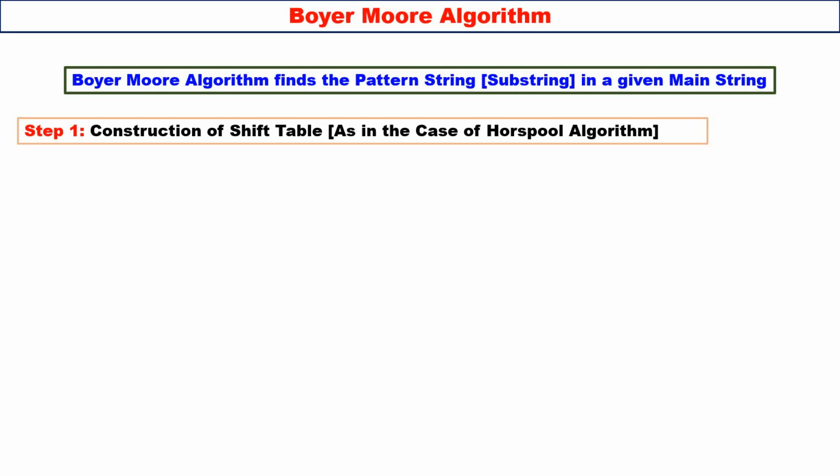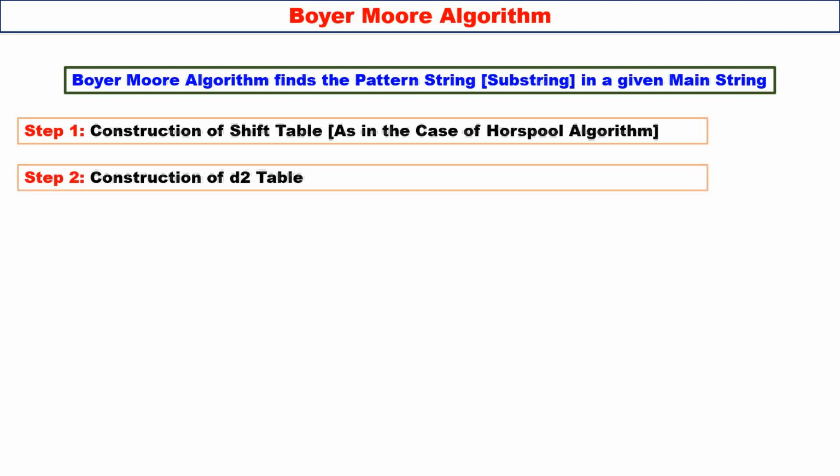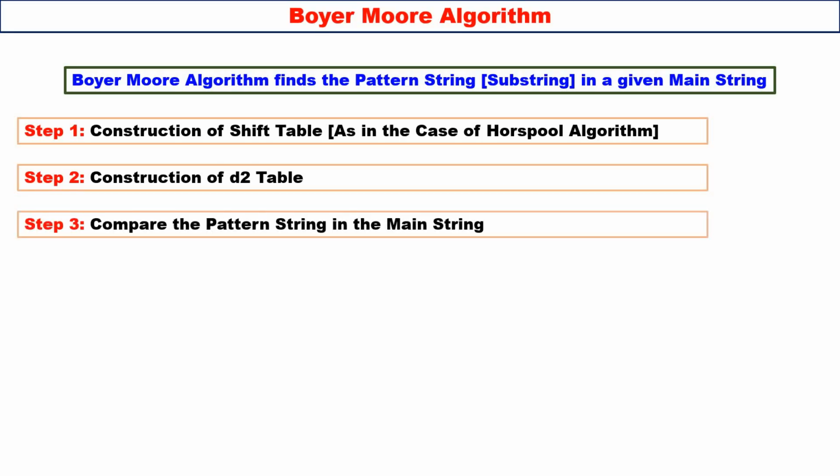First step is construction of the shift table. So how to construct the shift table? As in the case of the Horspool algorithm. See, in the Horspool algorithm also we constructed a shift table. The same method is used for the construction of the shift table here also. Second step is construction of the D2 table. Anyway, we will discuss this in detail, but this is an important step in the Boyer-Moore algorithm.